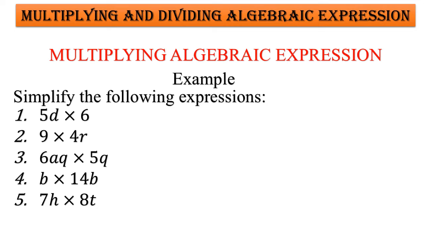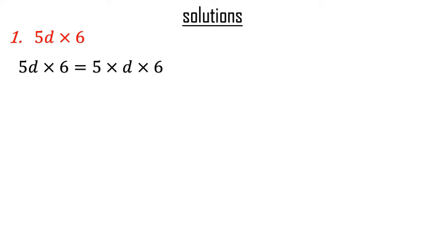5d times 6, 9 times 4r, 6aq times 5q, b times 14b, 7h times 8t. This one is very simple. Just listen attentively. Take our solutions. Number 1, 5d times 6. 5d times 6 is equal to 5 times d times 6. If you further simplify this, you're going to get 30d.